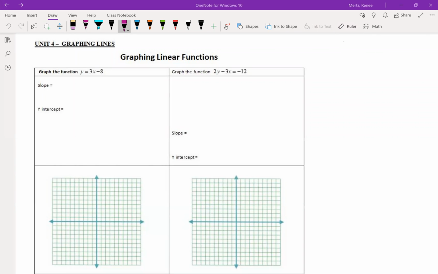Hi guys, today we're going to start by reviewing Unit 4. So in this one we graphed lines, we did systems of equations, and we graphed inequalities. So for graphing linear functions, the first thing you want to remember is that the line's in the form of y equals mx plus b, m equals slope, b equals y-intercept.